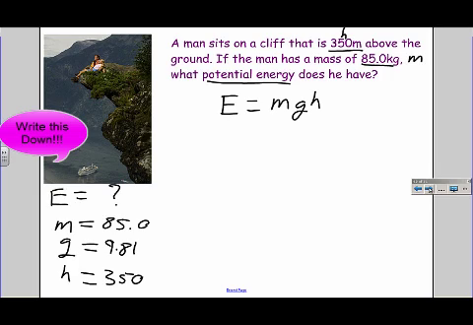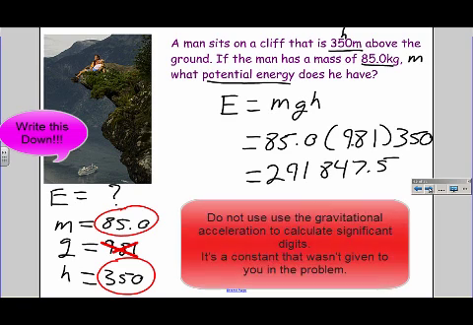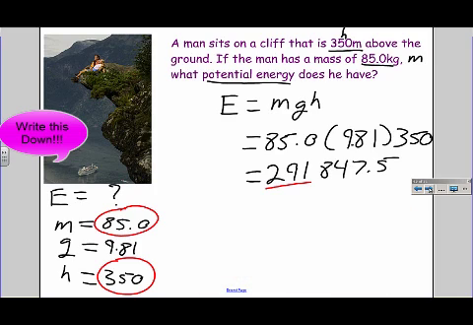Okay, we write down our formula for our first mark. We substitute our numbers in. 85.0 times 9.81 times 350 equals 291,847.5. We have 3 significant digits for our mass. We're given 3 significant digits for our height. We do not count our constant because that's a number that we weren't given in our question. So our answer here is going to have 3 significant digits.